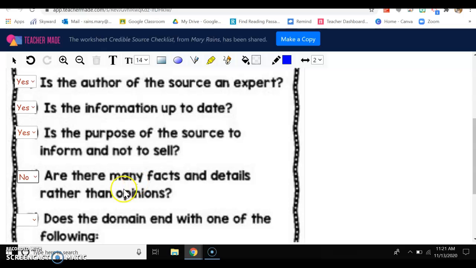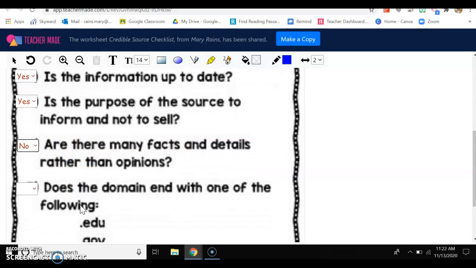Like somebody who definitely knew what they were talking about. So again, even if everything else is a yes, if it's basically opinion from somebody else, if you need to use it, you can use it, but you don't want to go off of people's opinions. You want to find actual facts and details from that article.